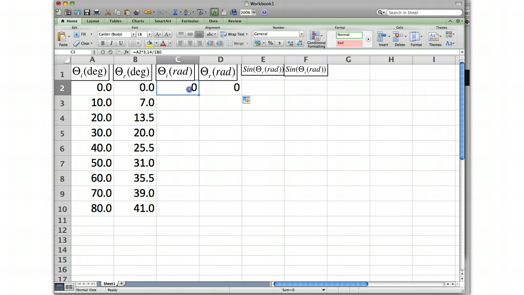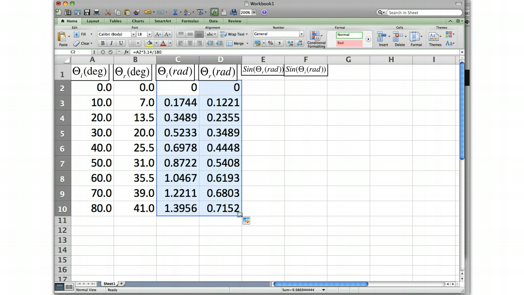Now again, with these two highlighted, if I go to the bottom right hand corner and drag down, it does all of those calculations for us by copying the equations and then taking the appropriate data and moving forward from there. So that's pretty slick. I hope you would agree.